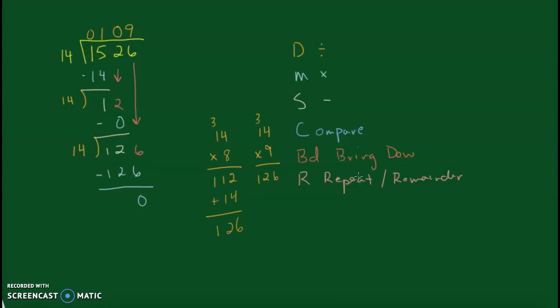There's no more to bring down, and there's not a remainder. If this had been a remainder, we could go ahead and put it up here. But it's not, so we can leave it like that. So that's our sample for traditional.